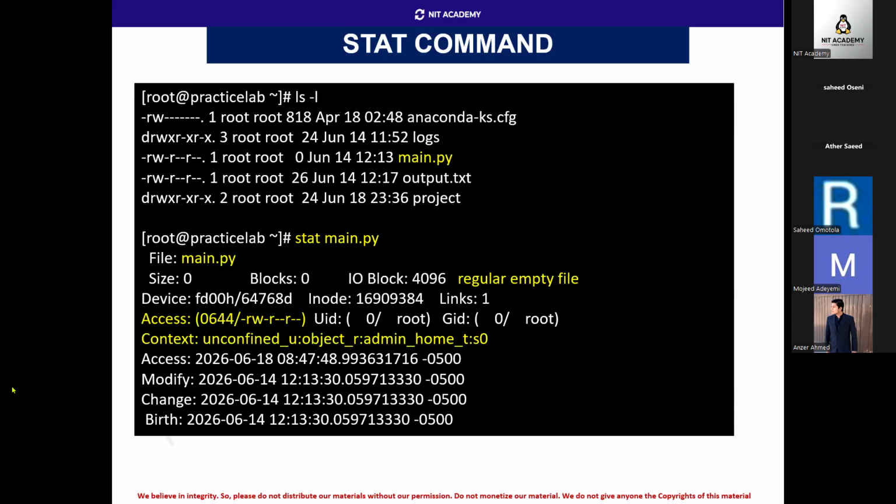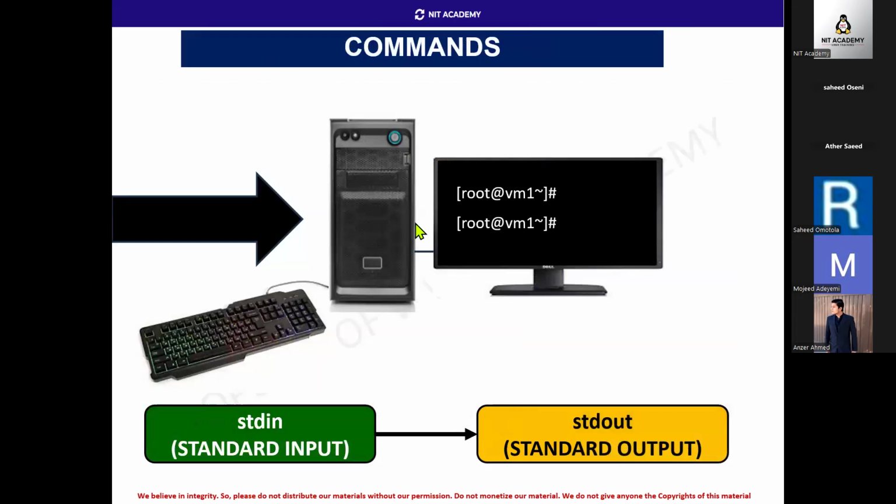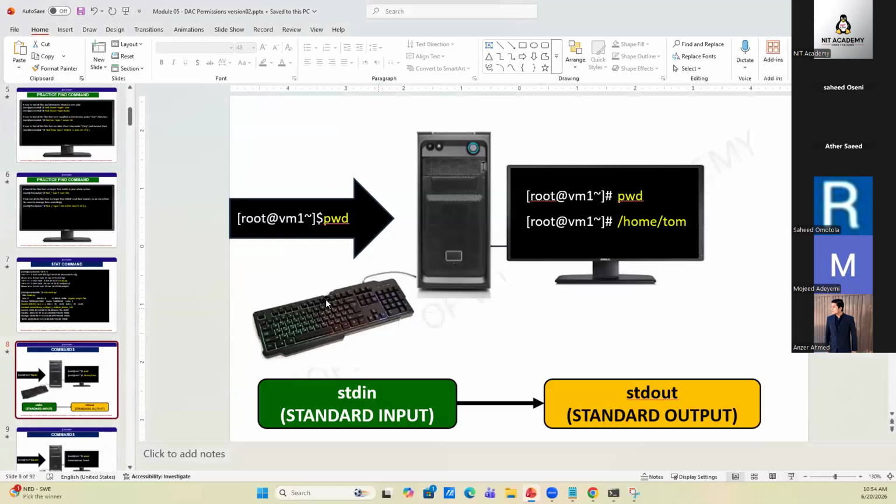So now let's enter this command we talked about. Standard in, standard out. If you're typing on the keyboard, that's a standard in. And if you get an output on your screen, then that's a standard out. We talked about this last time. Type PWD, you're going to get maybe the home of Tom or something like that, if that's where you are located.